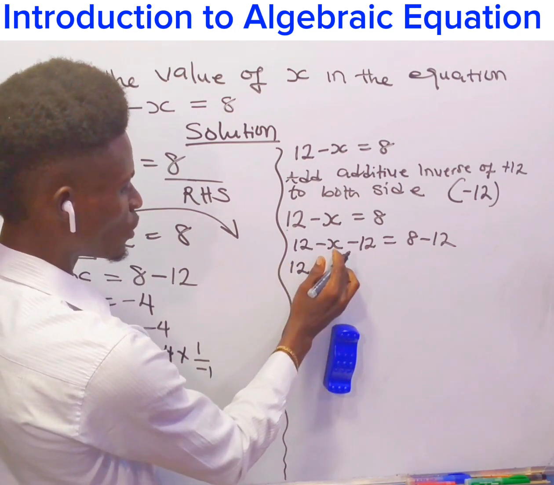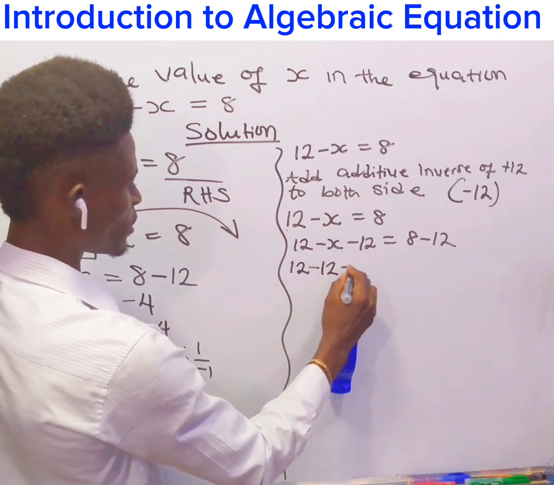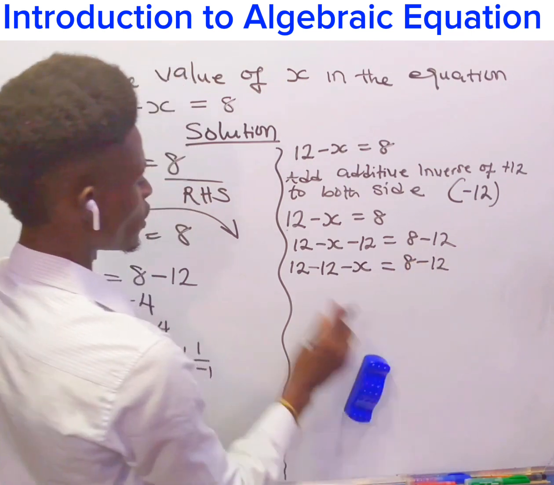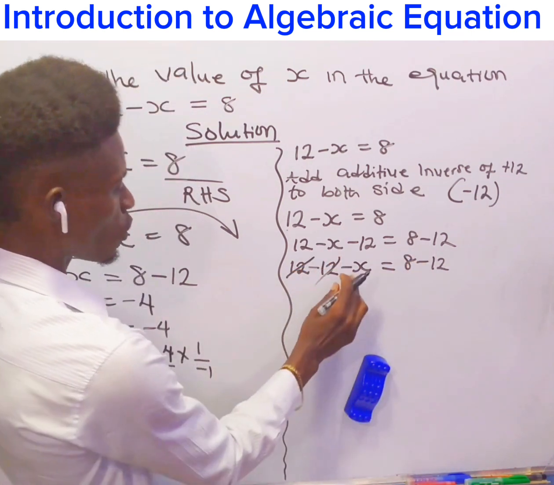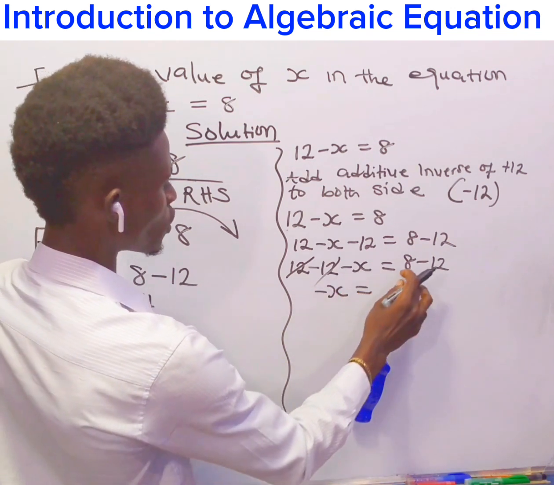So the negative sign will not change. The negative sign still remains negative. Then x will be on its own, which is equal to 8 minus 12. 12 minus 12 becomes 0. We are left with only negative x, to be equal to 8 minus 12.